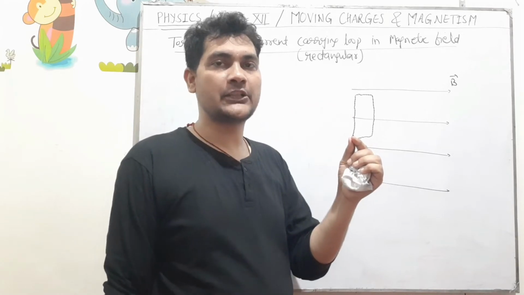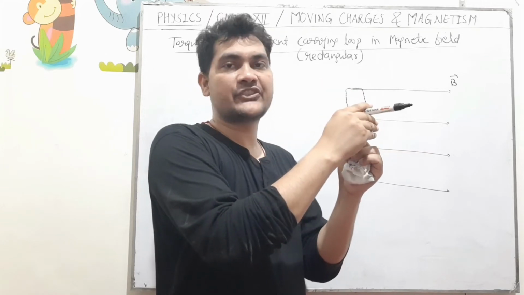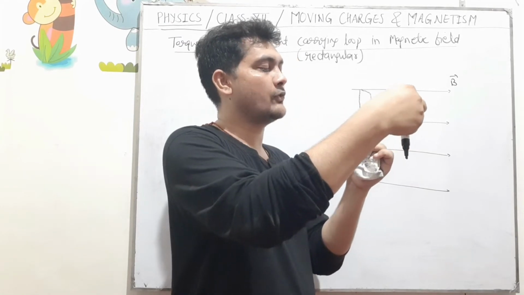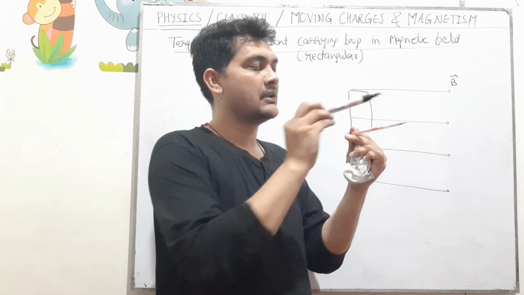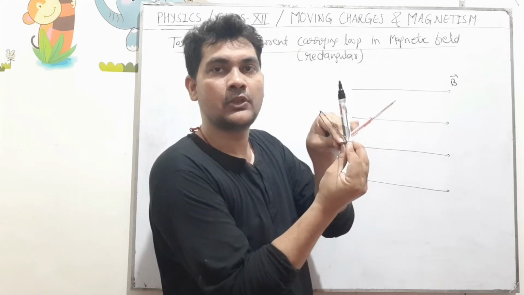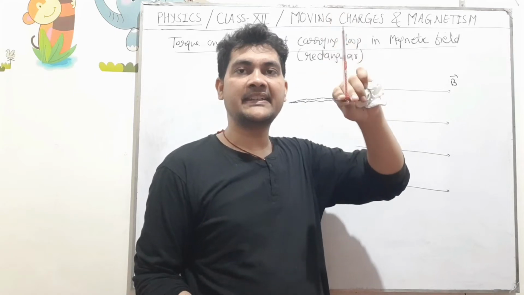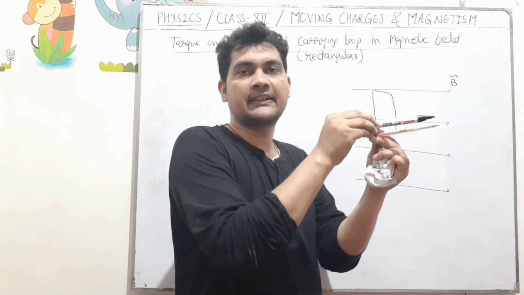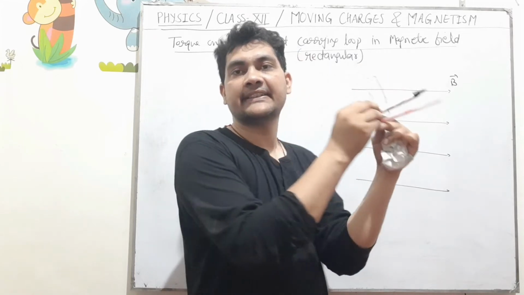Say in this situation the loop is placed and magnetic field is in this direction, normal is in this direction, and there is some angle between normal and magnetic field. This is the normal, a line perpendicular to the loop, and this is the magnetic field. You can see there is some angle in between these two. Say this angle is theta.